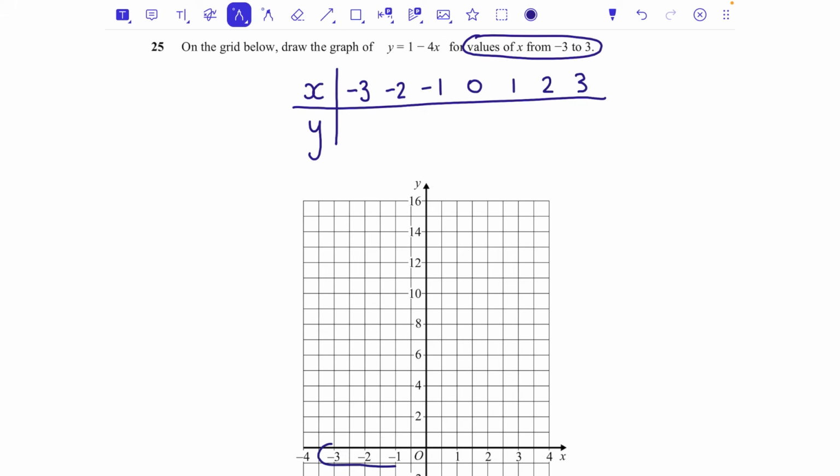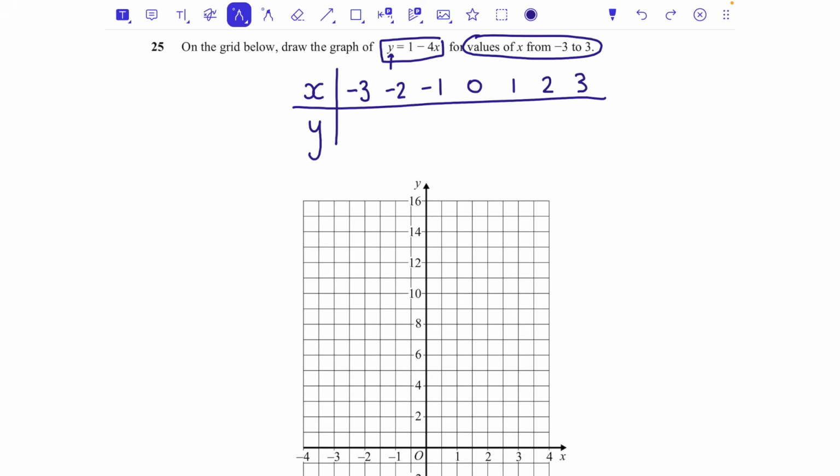Just like the numbers on the number line here. They've gone up to 4 and down to minus 4, but we just need to do minus 3 to 3 from the question. Okay, and then this part is the instruction. It's saying to get y, so to get the number that needs to go down here underneath, you need to do 1 take away 4 lots of the x.